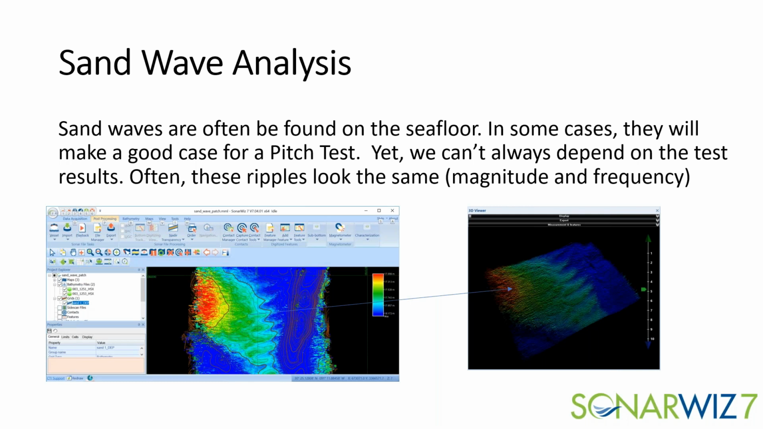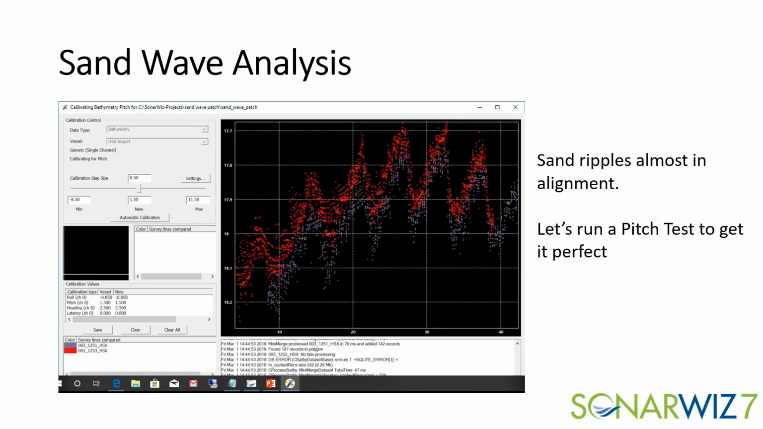But here's a case where we have a bunch of sand waves and we want to do a pitch test. Well, the ripples do look the same, and here's the problem. Well, we see there's some kind of adjustment we have to do, and we go into the automated calibration, -4 to +4, whatever we want, and we say automatic calibrate, and we run a pitch test.